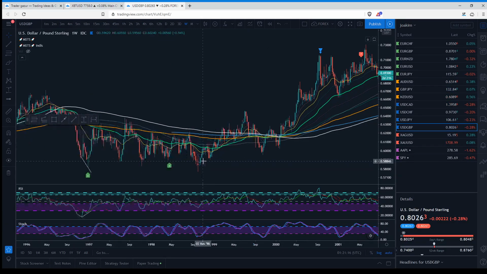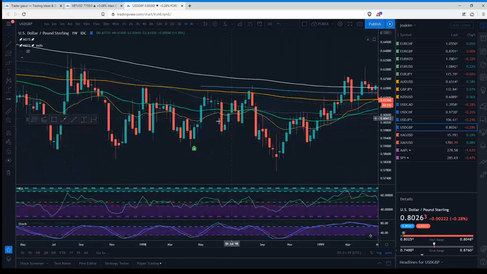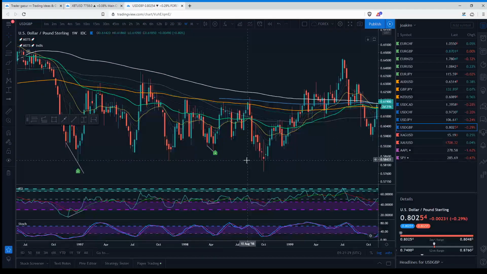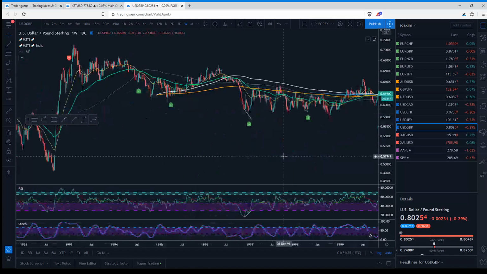Right here, probably the same. Let's see, is there divergence? Doesn't seem so. Oh, there is divergence. You could have played again until the 55 or the 200. Actually, you could have sold the 200 and shorted this candle just because.